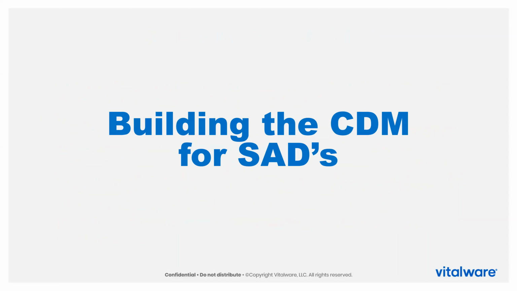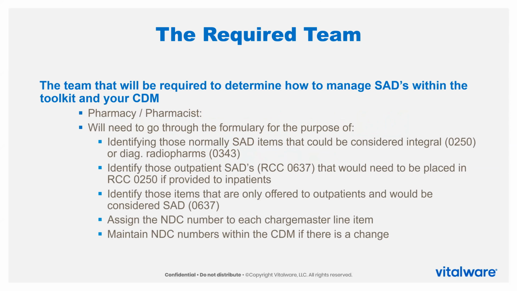So how do you build your CDM for the SADs? On to the next one. You need to go through the formulary by route of administration, and after you've done your route of administration, go through your Medicare exclusions list for your region. Anything that is integral, mydriatic drops, vasotrace, and things like that, they go into 250. No problem, done and dusted. Same with the radiopharms. However, those that are identified as self-administered need to be placed in the 250 if in fact it's inpatient.